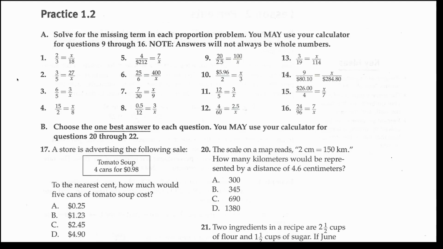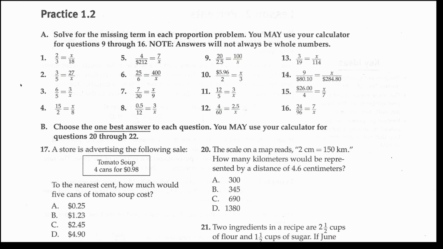Today we are going to work on Chapter 3, Practice 1.2, Part A. Solve for the missing term in each proportion problem. You may use your calculator for questions 9 through 16. Note, answers will not always be whole numbers. That means sometimes you will get either a decimal value or a fraction. That depends on your questions.